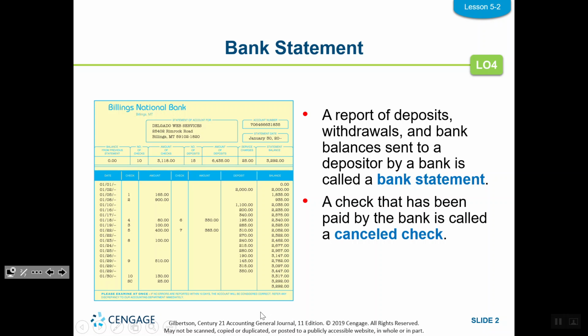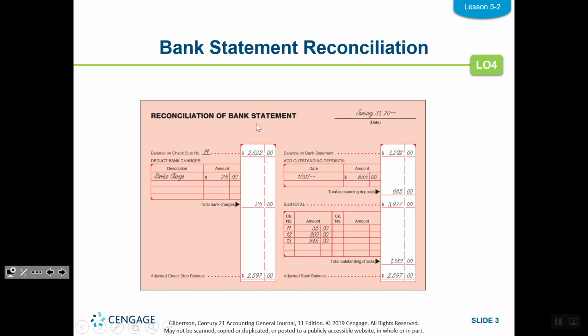Okay, now once a check has been paid by the bank, that check is then canceled, so it can't be reused again. Now, a bank reconciliation statement, usually these come on the back of the statement. Otherwise, there might be forms that we're going to use. But what we want to do with a reconciliation is make sure that what we have in our checkbook ends up matching what happens with the statement.